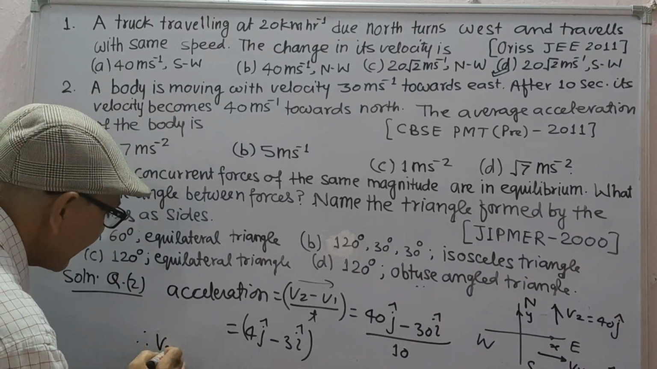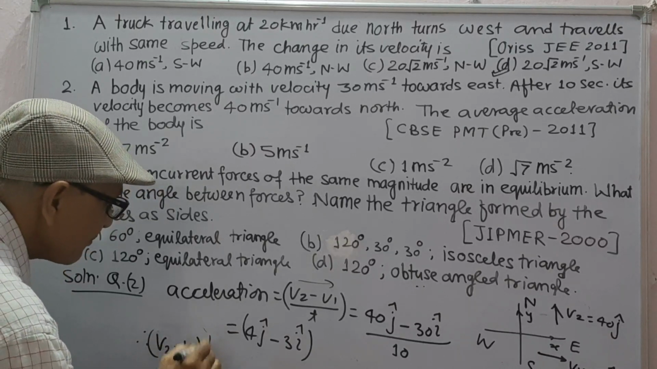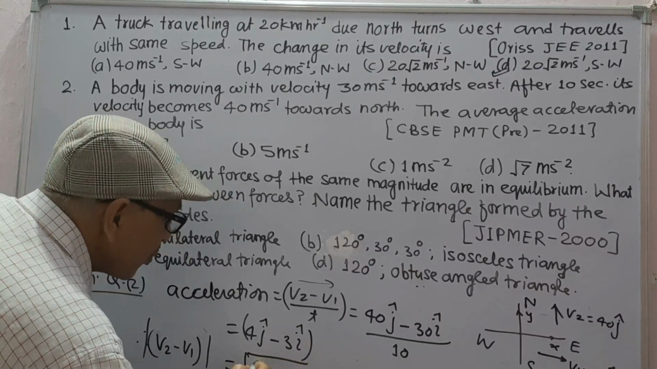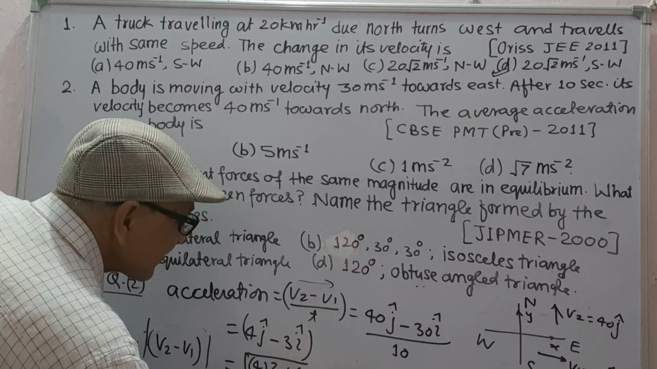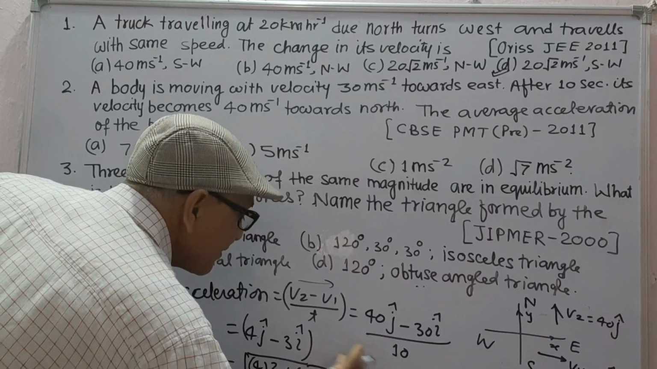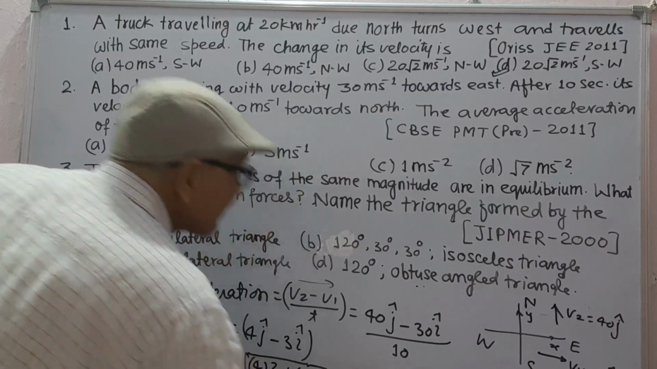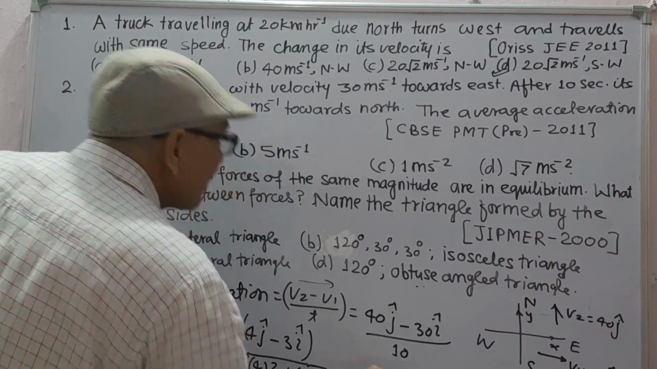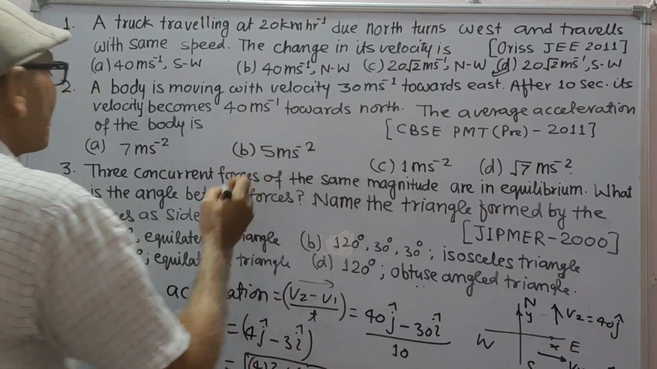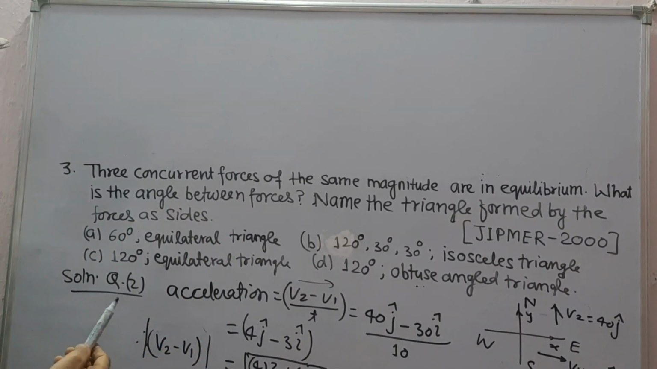Therefore, v2 minus v1 mod will be equal to under root 4 square plus minus 3 square, means 25, root 25, that is 5 meter per second square. So the correct option will be 5 meter per second square, option number B.